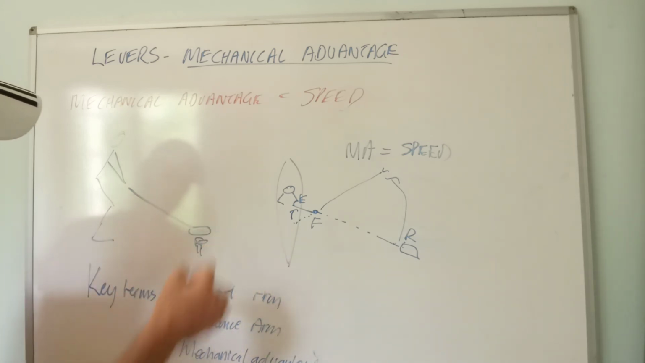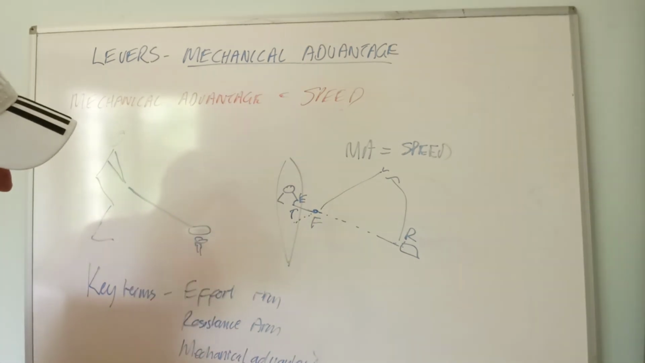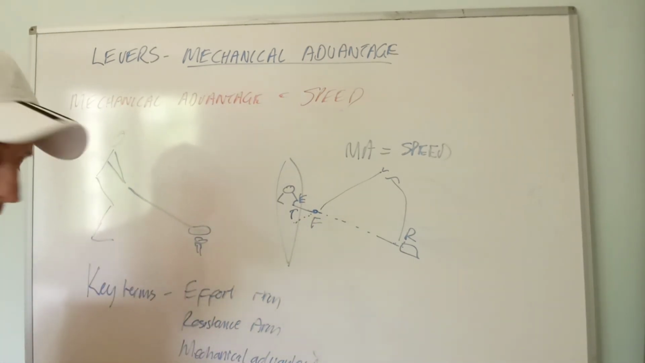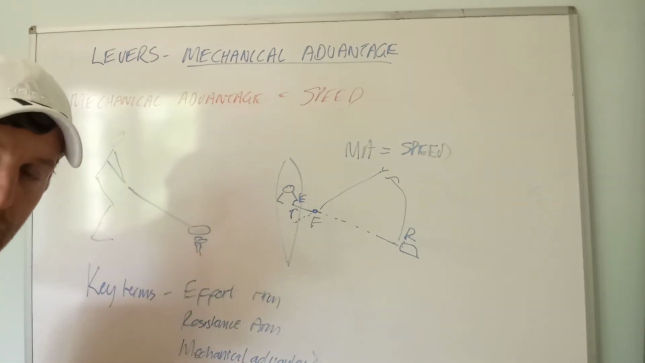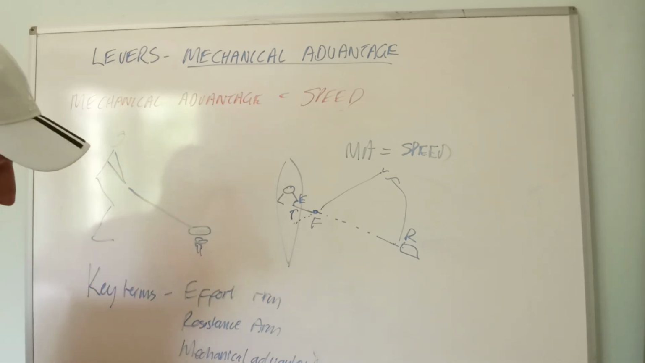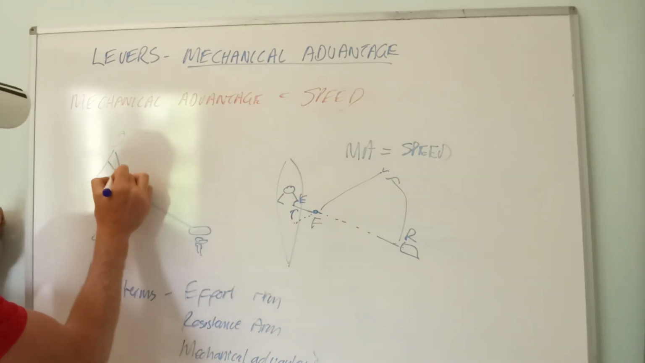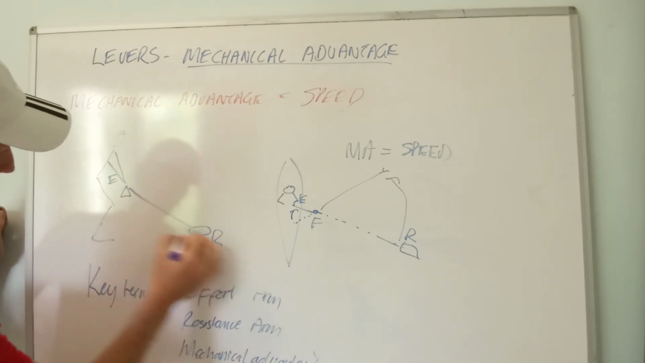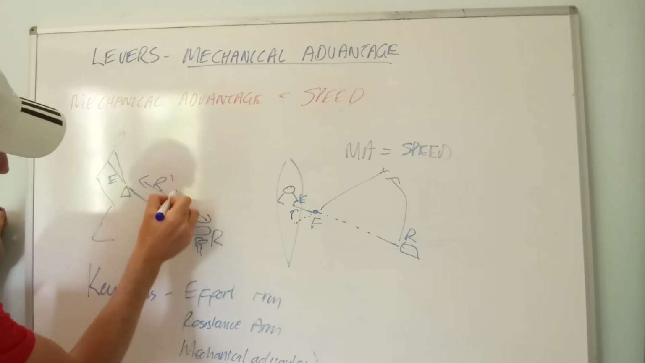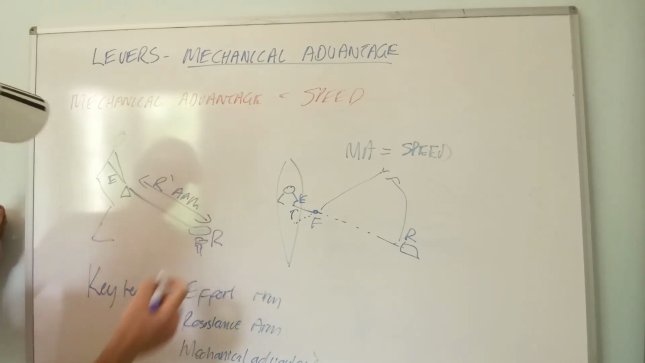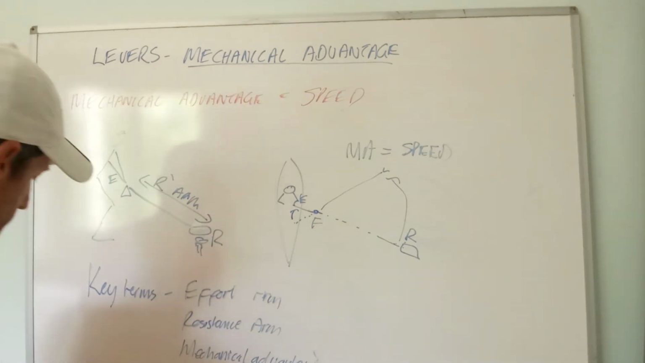It's going to be covering more distance in the same period of time. So by the time the club head makes contact with the ball, it's going at great speed. There's a mechanical advantage here. Again, the fulcrum is there, the effort is there, and the resistance is here. So you've got a great resistance arm. The greater the resistance arm, the more the mechanical advantage of speed.